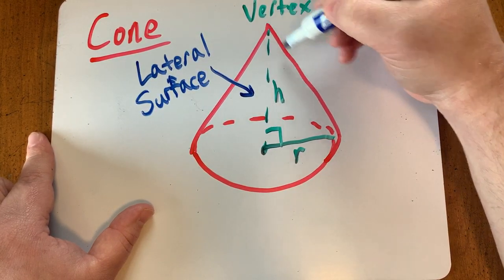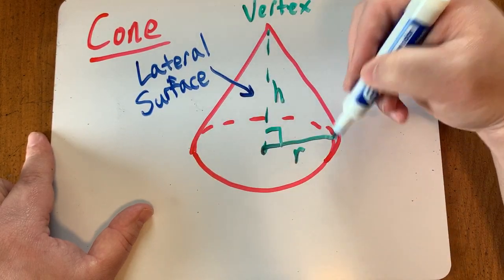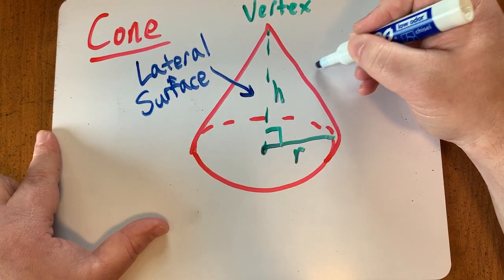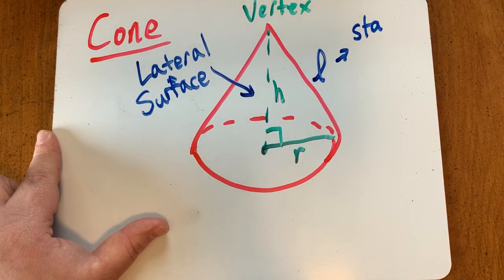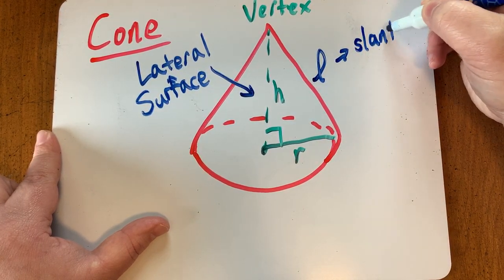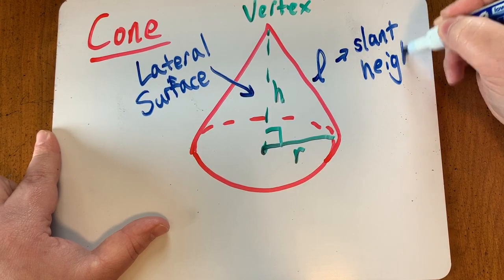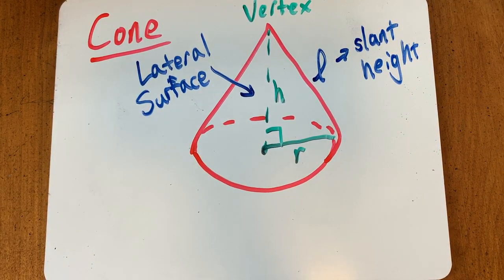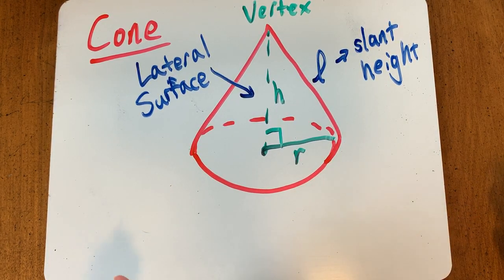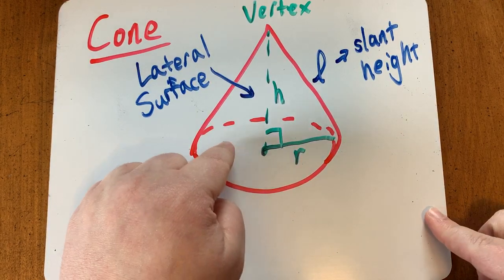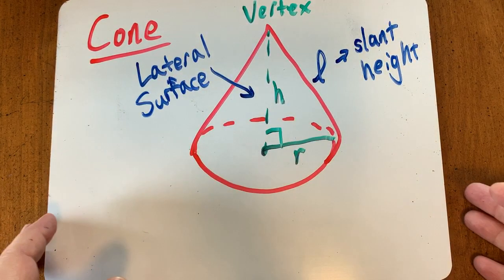And this distance from the vertex to a point on your circular base is called your slant height. Just like the height of the triangular faces in the pyramid, we use that same terminology here. It is our slant height. So that is a cone. So the cone is composed of two surfaces, the circular base and this lateral surface.